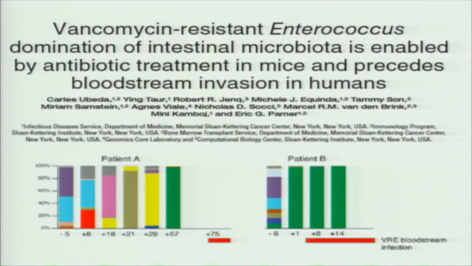Eric Pamer is at Sloan Kettering. He's an infectious disease doc. He's actually coming to speak at Pathology Grand Rounds in September. He also showed a very similar thing before we did, that basically these people had the last man standing. They had only VRE left, and 20 days later, this person's bacteremic with VRE. Same with this person. As their gut becomes only VRE, these are all bone marrow transplant patients, it puts them at risk for that to be in their bloodstream.